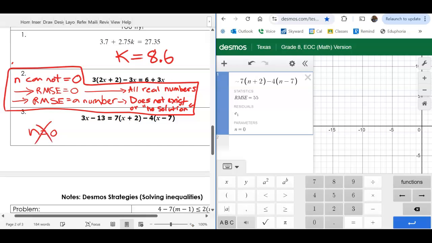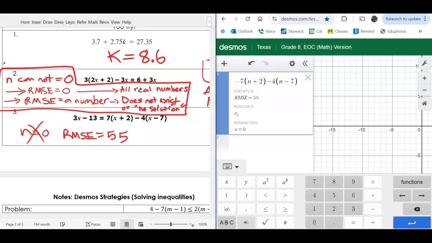So let's look at the RMSE. That's a number. That's not 0, right? So we said if you get a number that's not 0, it does not exist. It's like two parallel lines. They never touch. They never cross. So there's no solution, okay? So when the RMSE is some number greater than 0, the answer is going to be no solution.